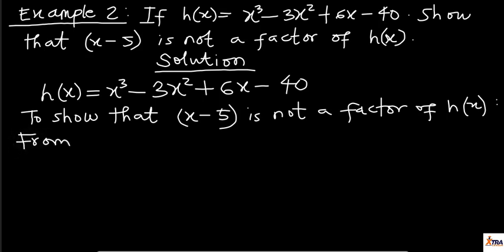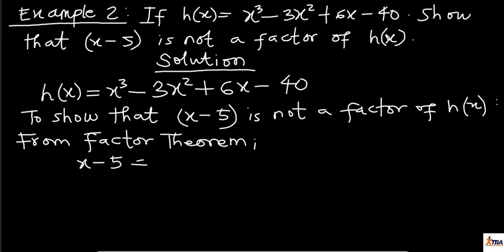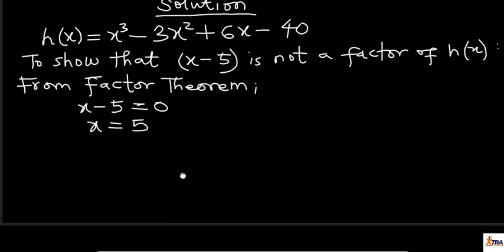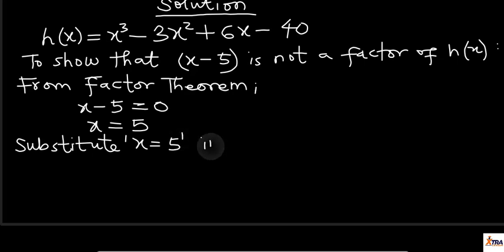So from factor theorem, we equate our x minus 5 to 0, and upon the equation, we have x equals 5. We've gotten a value for our x. Since we've gotten a value for x, the next thing we do is to substitute x equals 5 into h of x.